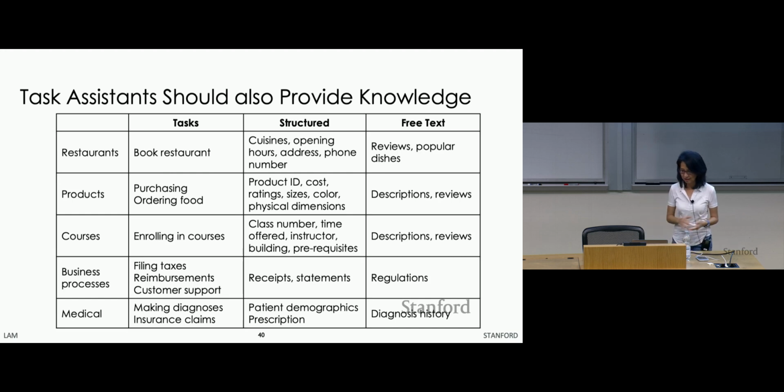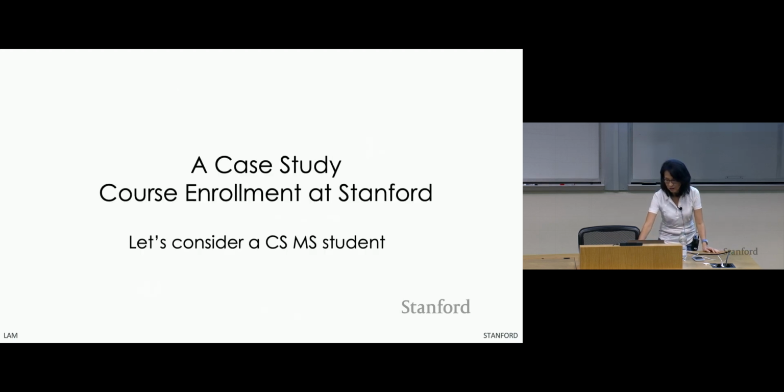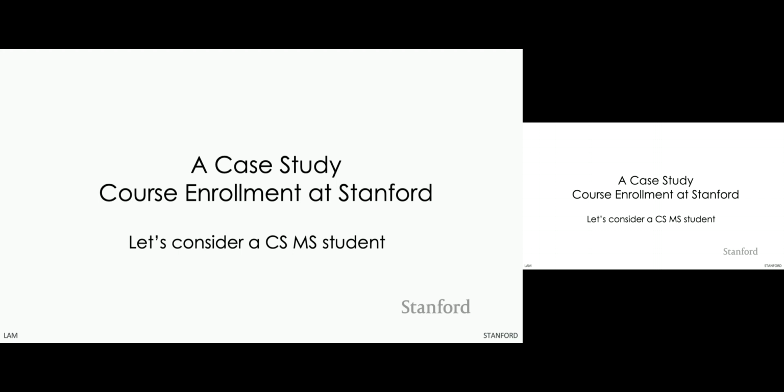If I want to help you fill out taxes, you're going to say, what's a deduction? What qualifies for it? There are so many questions typically when you do any of these things. And that's why we are very keen on having a task and knowledge-oriented agent. And I think our paper is the first one that actually deals with this properly. So let's talk about a case study of course enrollment.